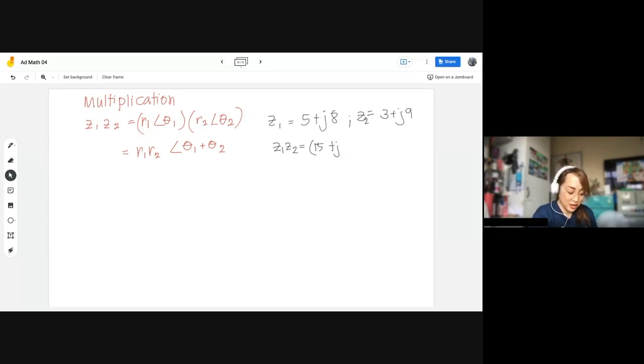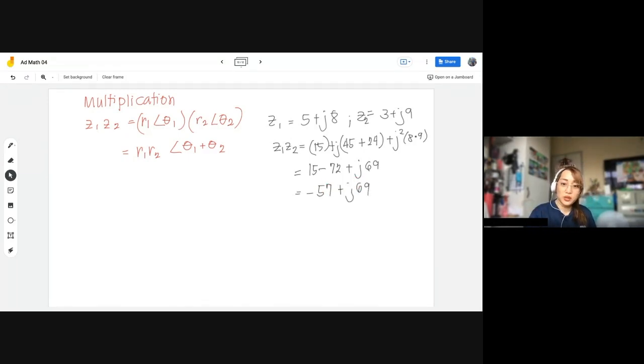5 times 9 is 45, plus 8 times 3 is 24, plus j squared times 8 times 9. So that is 15 minus 72 plus j69. So that is negative 57 plus j69.